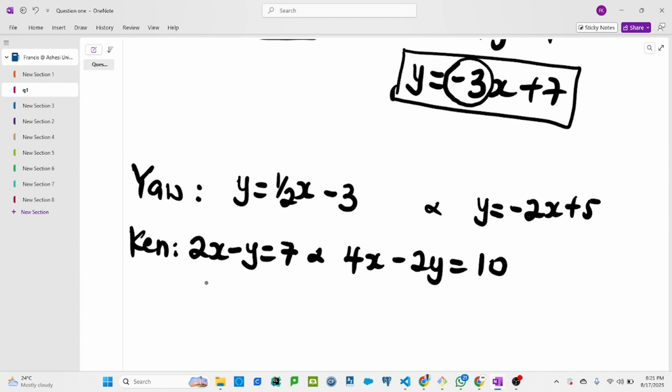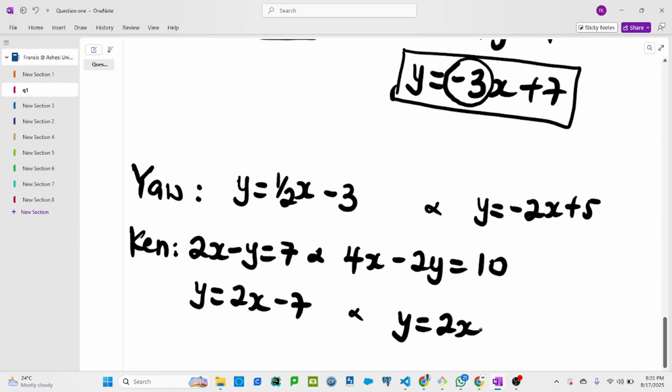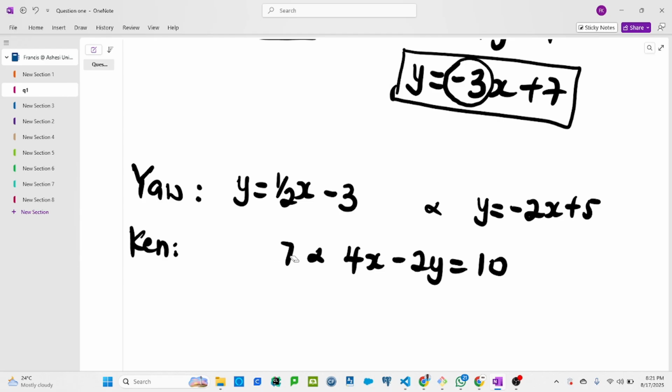2. So let's make y the subject. We have y is equal to 2x minus 7. For this one, we have what? The second one, y is equal to 2x minus 5. So the gradients are the same, so there is no point of intersection. That's correct. Let me give you another one then. That one was easy.